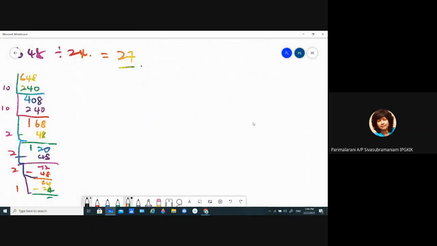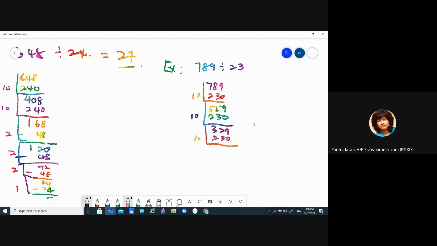Okay, another example of repeated subtraction: 789 divided by 23. So you start with 789, you want to minus 230, so you minus 10 times 23. What is your balance here? Now it's 559, minus another 230, that means you minus another 10 of 23, so you have 329. You can minus still another 10.